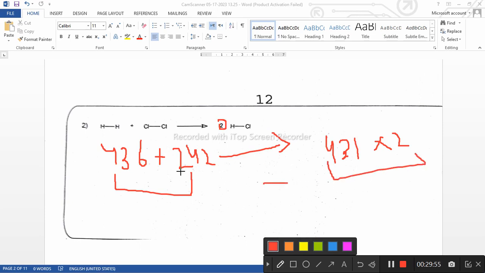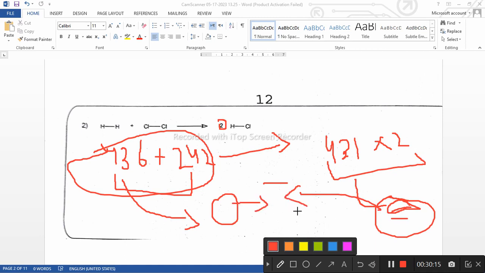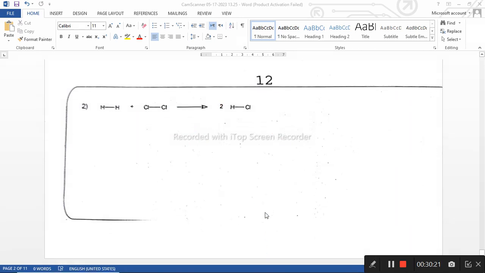Then the answer which we will obtain from here, and the answer which we will obtain here, subtract this one from this one. Okay, subtract this one from this one and you will get your answer. Hope it will be clear to you. If you have any query you can ask me.